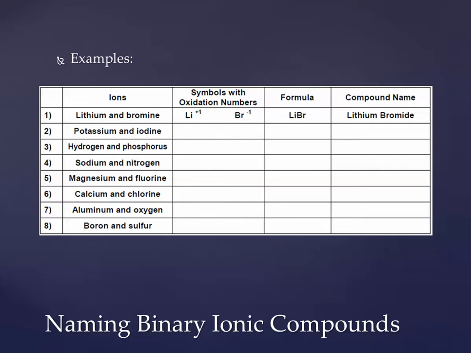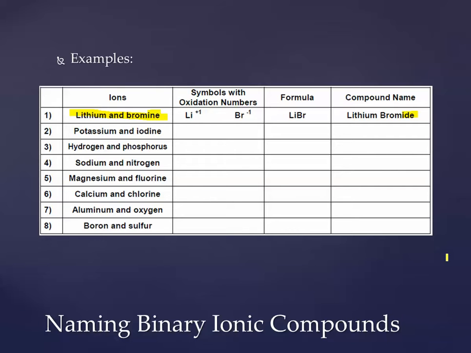So in our first example that's already written out for us, we've got lithium and bromine. Okay, lithium has a +1 charge. Bromine has a -1 charge when they form ions. So when we crisscross, our formula becomes LiBr. In order to name this compound, we're just going to say lithium bromide. So we change that bromine to a bromide. And that's the only difference. Okay, so let's do another one.